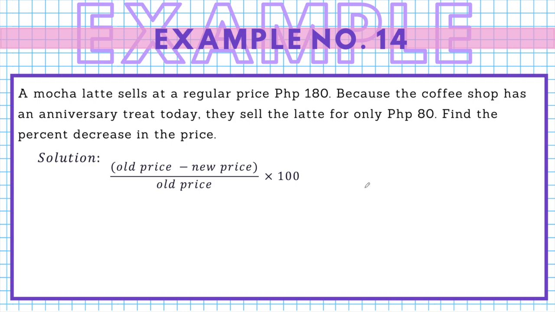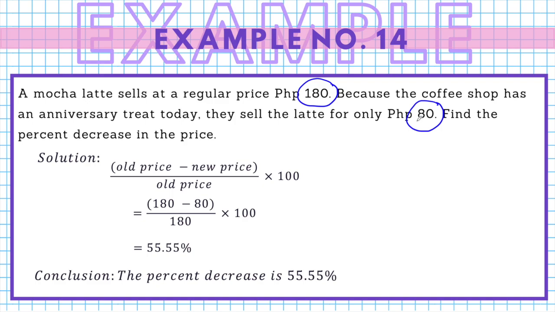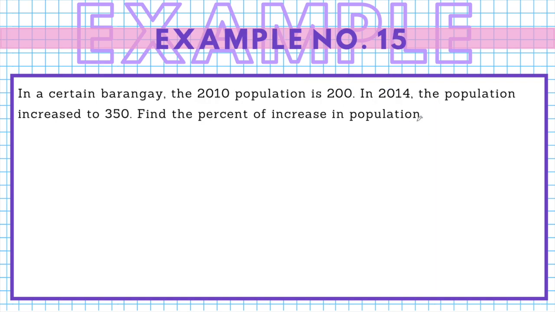Now, the given here is that the regular price or the old price is 180 pesos. As for the new price or the discounted price, we have 80 pesos. So, old price is 180, the new price is 80 pesos. Now, substituting the given, we have 180 minus 80 over 180 multiplied by 100. So we can say that the percent decrease in the mocha latte is 55.55%.